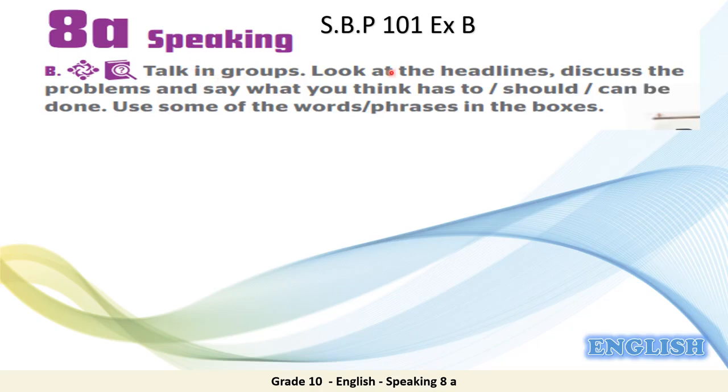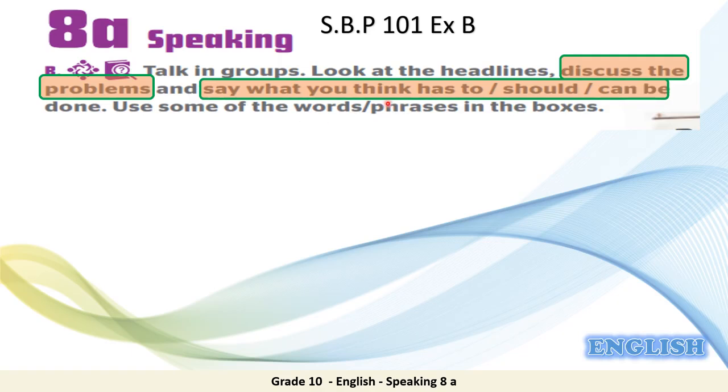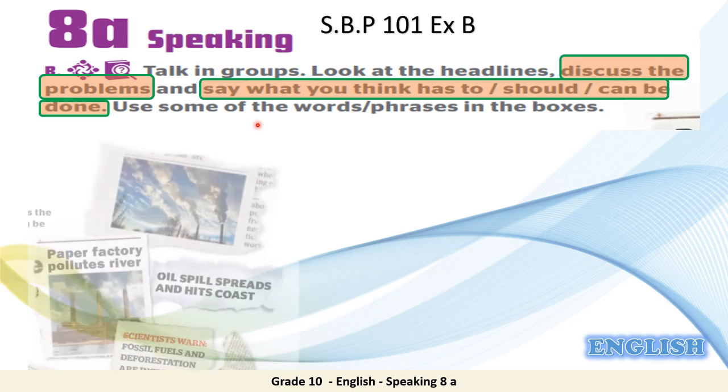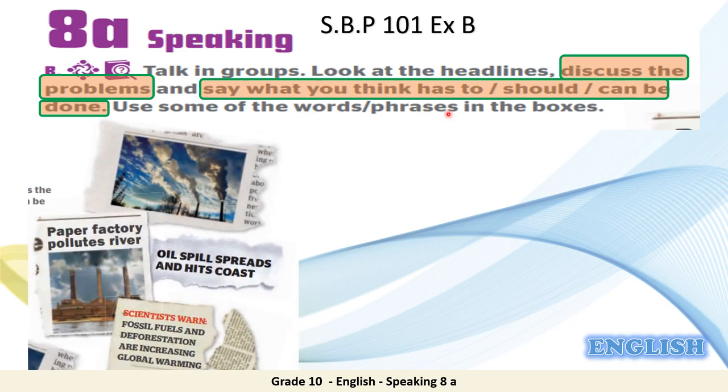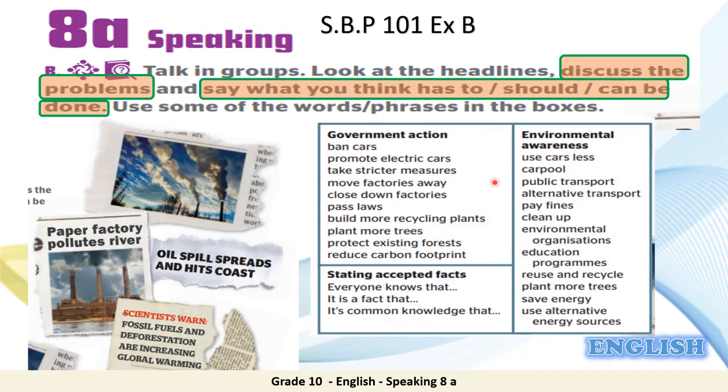Talking groups, look at the headlines, discuss the problems, and say what you think has to, should, or can be done. Use some of the words and phrases in the boxes. Now let's find out the keywords. Discuss the problems and say what you think has to, should, or can be done. It means that you're going to find out solutions for these problems. Remember to use words and phrases in the boxes here in your student book, page 137.